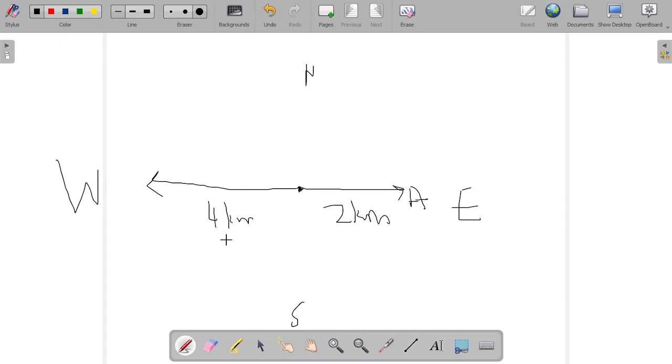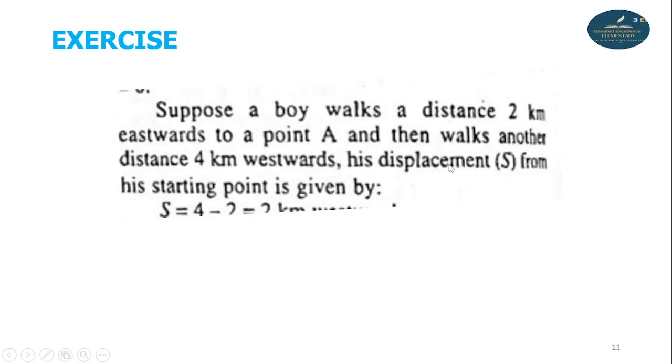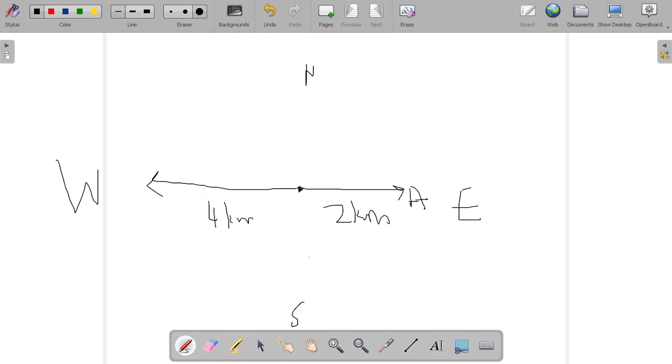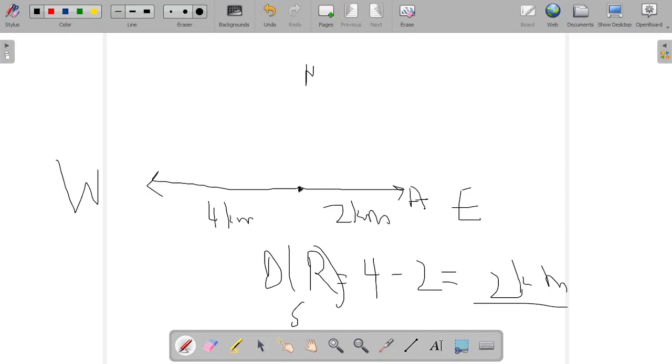This is actually a very simple question. So what do we do? How do we get the resultant? We have to find the displacement from the starting point. We say the resultant, which is the displacement, is what? We subtract, because they are in opposite directions. So 4 minus 2 is equal to 2 kilometers, which is the resultant of the vector.